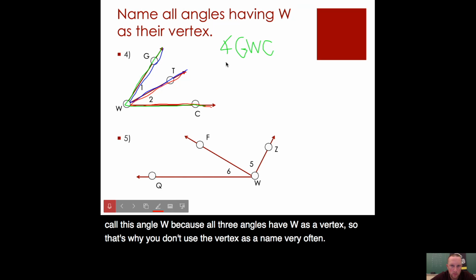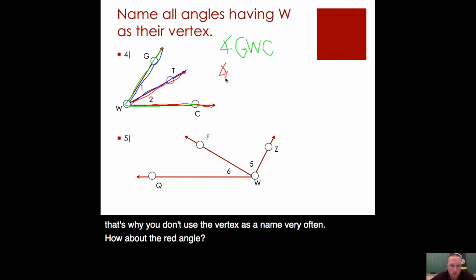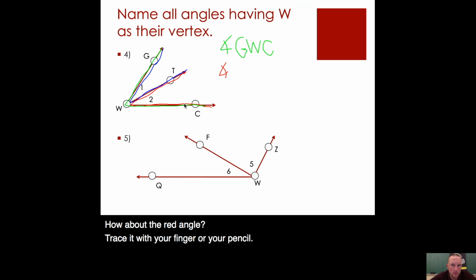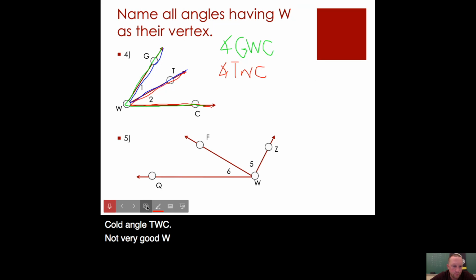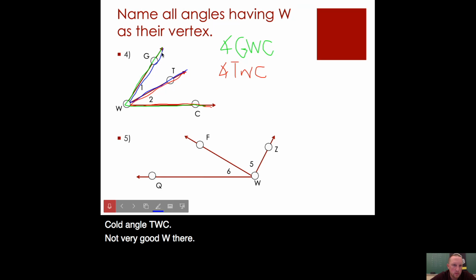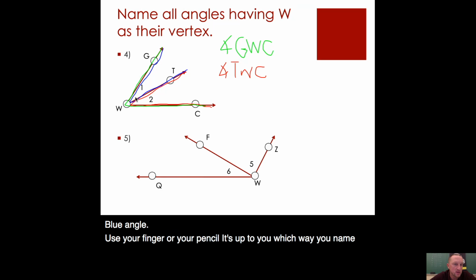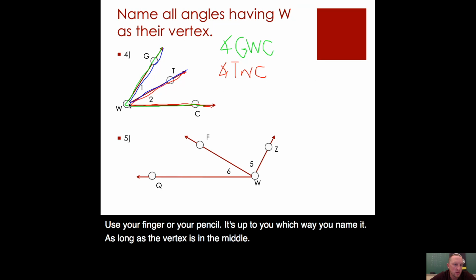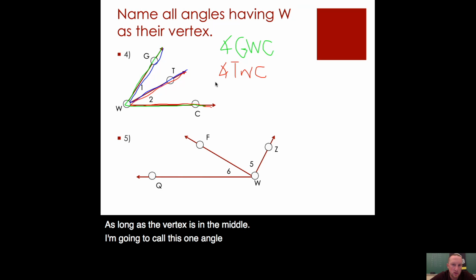How about the red angle? Trace it with your finger or your pencil. Call it angle TWC. Not a very good W there. Blue angle, use your finger or your pencil. It's up to you which way you name it as long as the vertex is in the middle. I'm going to call this one angle TWG.